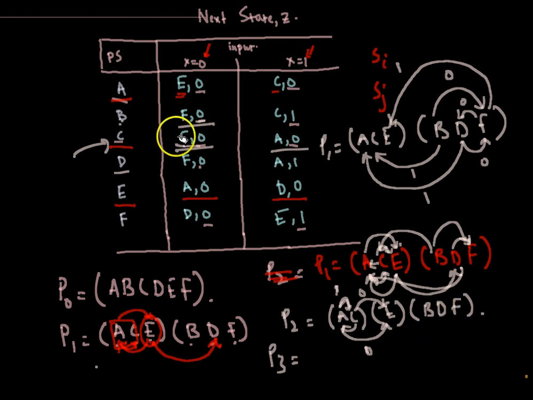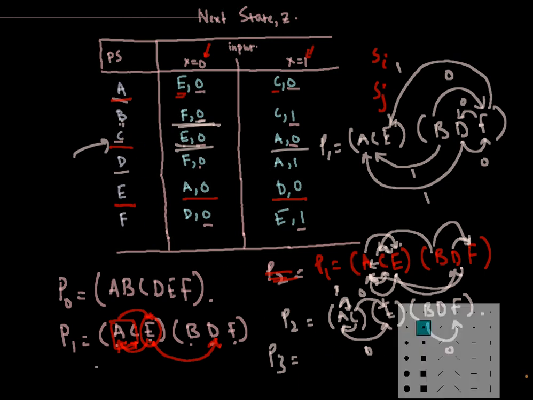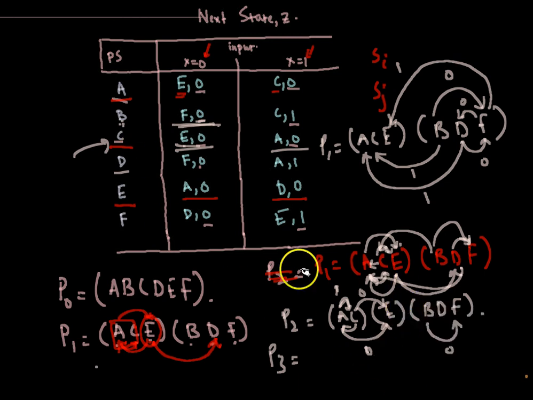Now for B, what is happening here? B, for 0 we are going to F. F belongs to the same set. For 0 we are going here. Let me just do this. Okay, for 0 we are going here, and B, for 1 we are going to C. C belongs to this set. Okay, this is for 1.